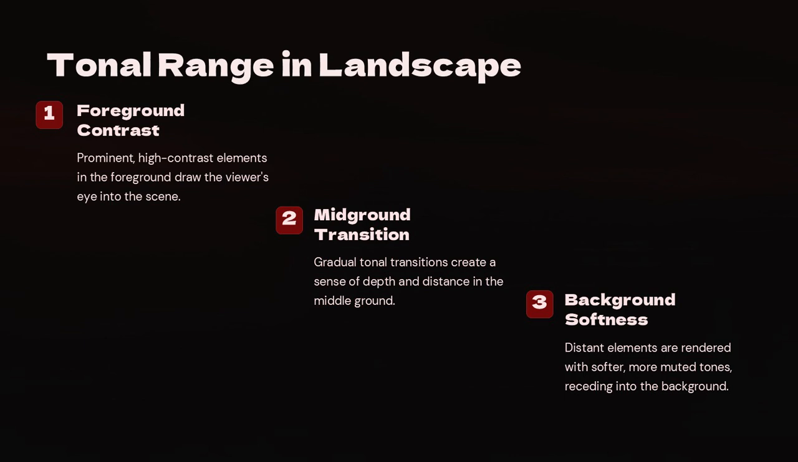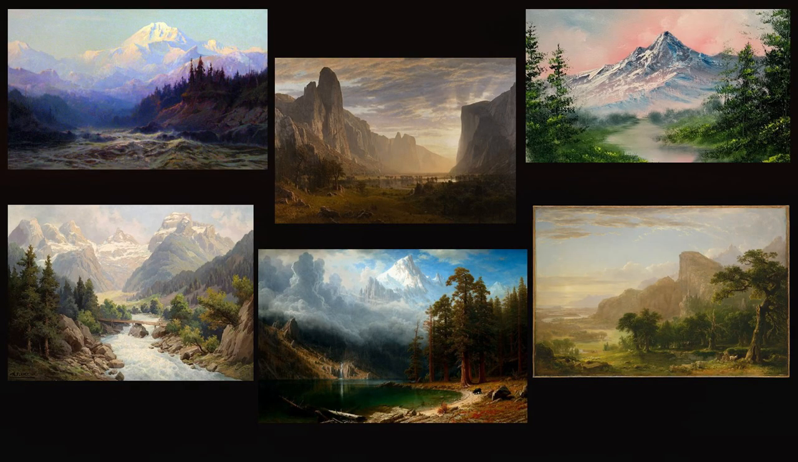Foreground contrast. Prominent, high-contrast elements in the foreground draw the viewer's eye into the scene. Midground transition. Gradual tonal transitions create a sense of depth and distance in the middle ground. Background softness. Distant elements are rendered with softer, more muted tones, receding into the background.